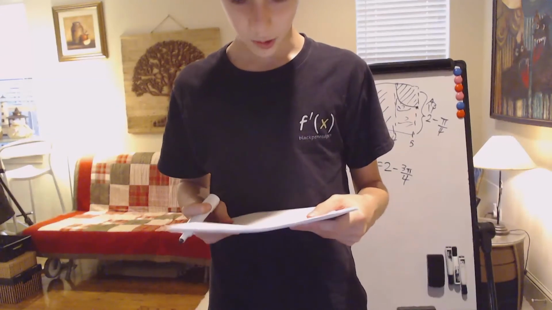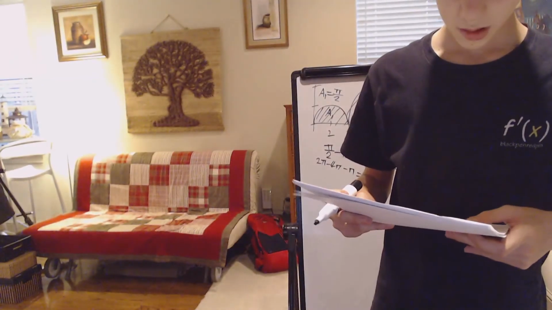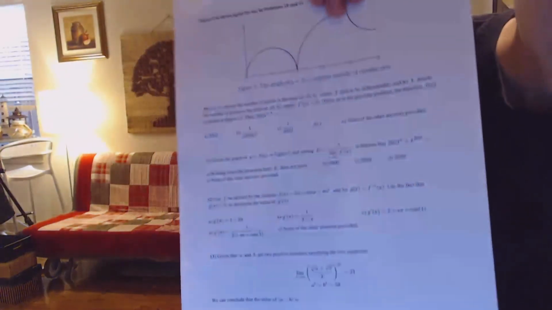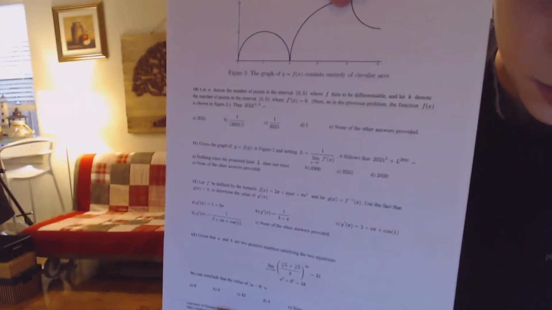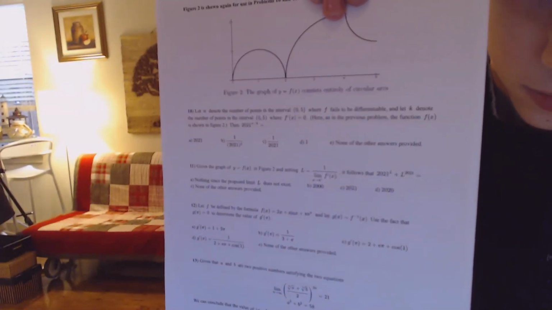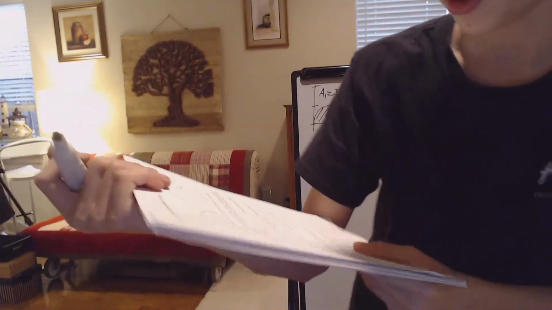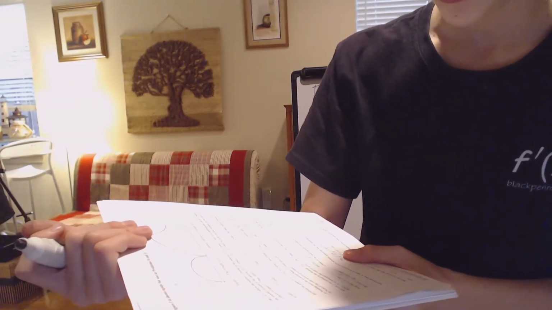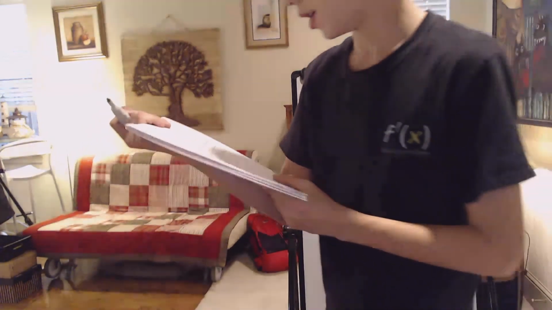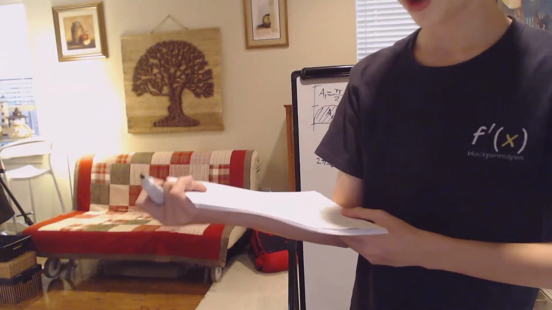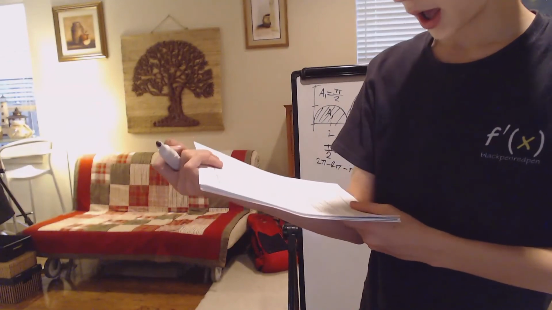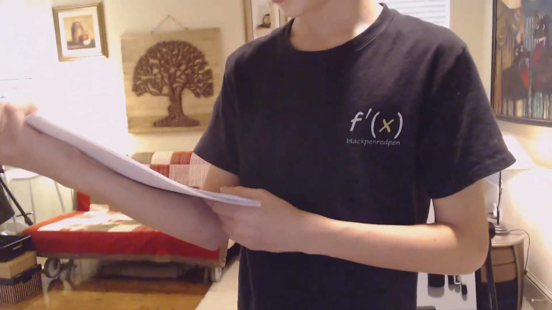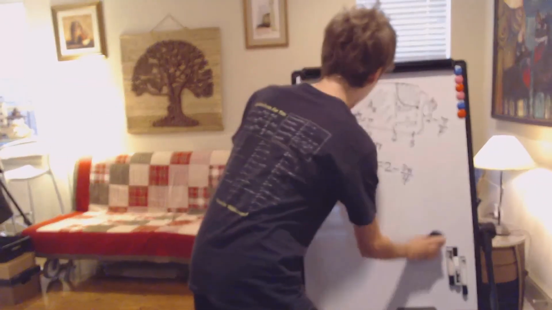Okay, and maybe let's just do one more problem. It's actually using the same graph, so it probably makes sense to do that. And let's see. So yeah, it's a fairly straightforward one. So let n denote the number of points on the interval 0 to 5 where f fails to be differentiable, and let k denote the number of points in the interval 0 to 5 where f prime of x is equal to 0. So essentially we're looking at critical points. And then we want to calculate 2021 to the n minus k. Well, I'm not going to clear the graph yet.